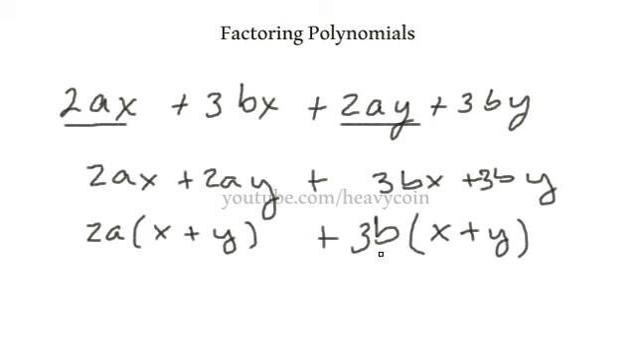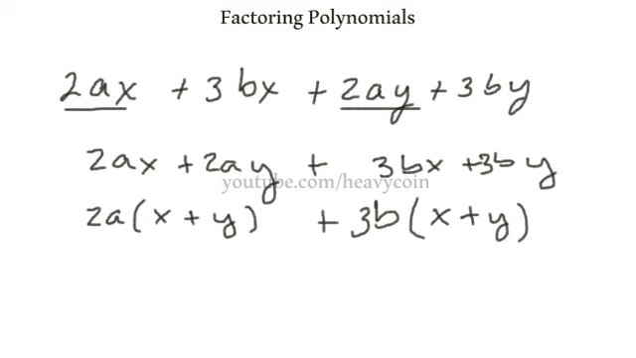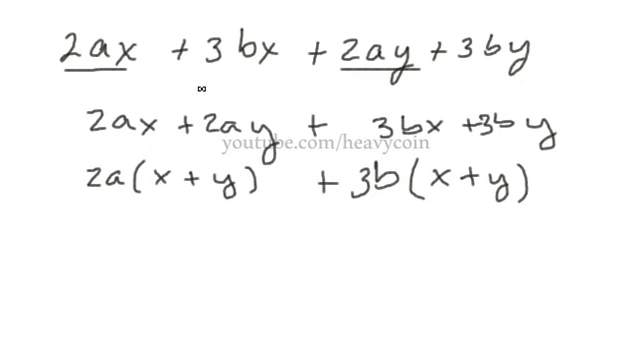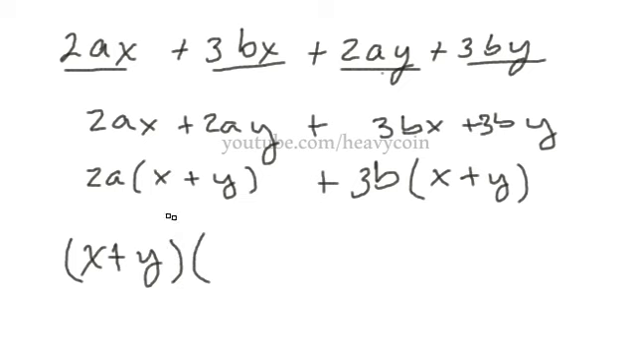Yeah, this is called factor by grouping. So just another factoring technique. We had to group these two terms together, and then we grouped these two together, as you can see. Once we factored out the 2a and the 3b, now we've got an x plus y and an x plus y. So now we can factor out an x plus y out of both of them. So we're left with 2a plus 3b.